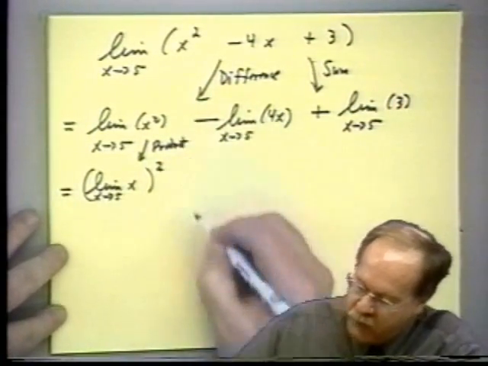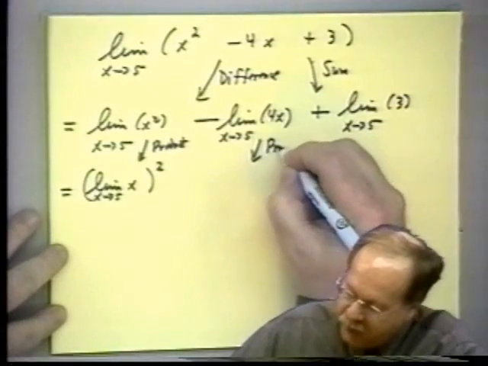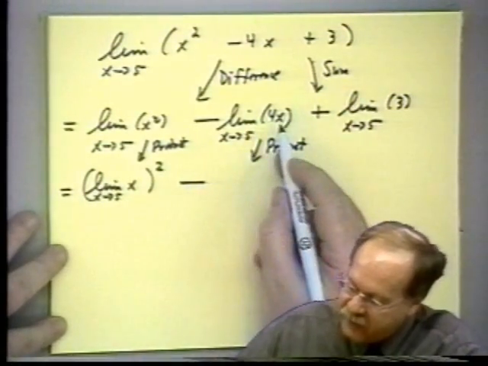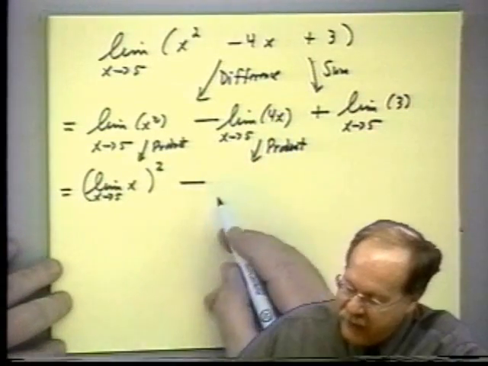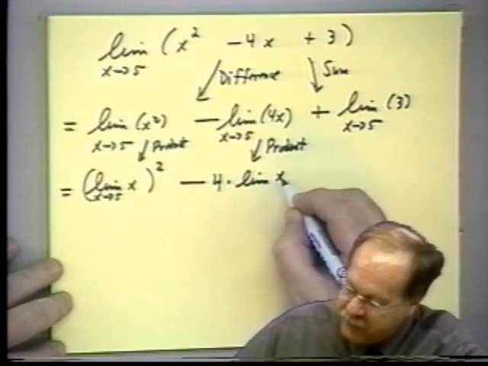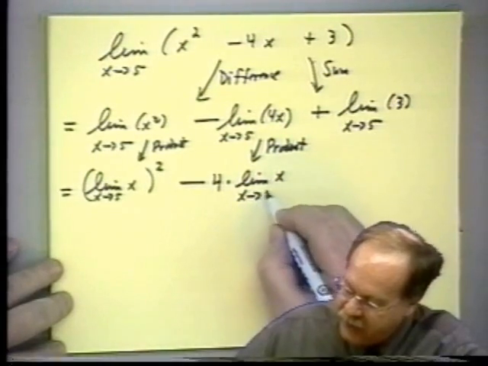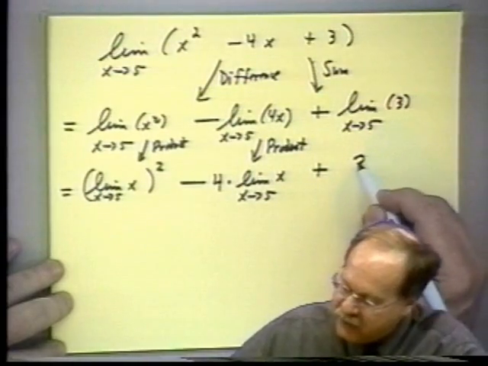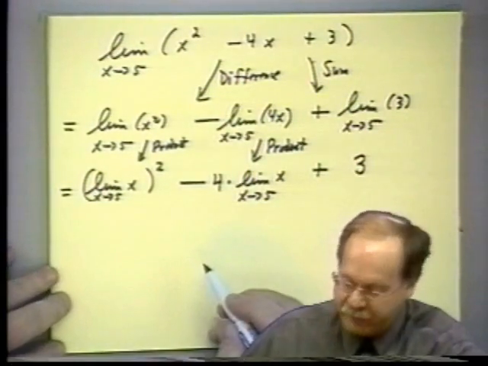rule we learned works. This is also a product. It's a product of a constant times a variable function, x. So we learned already that we can pull the constant out front. So this becomes 4 times the limit of x as x approaches 5, plus, and the limit of 3, being a constant function, is just 3.